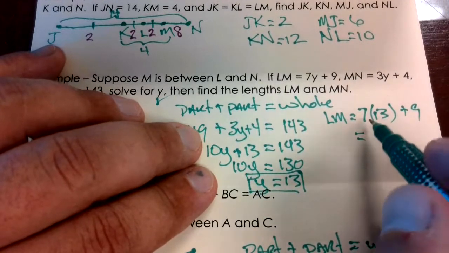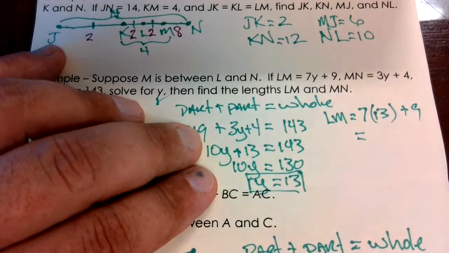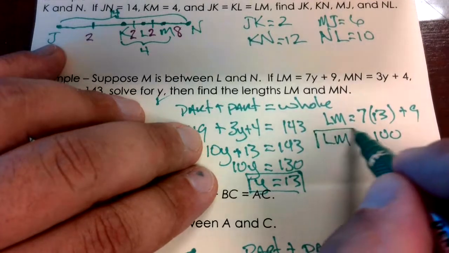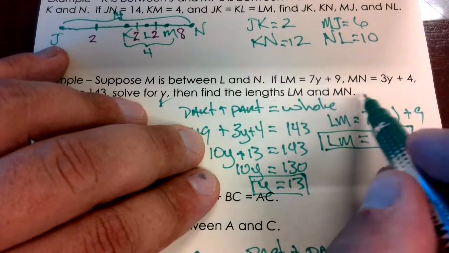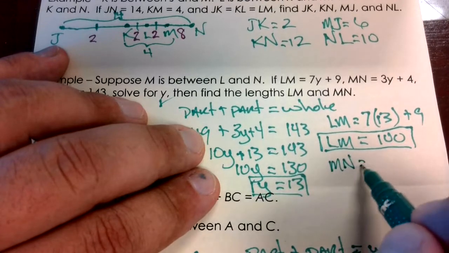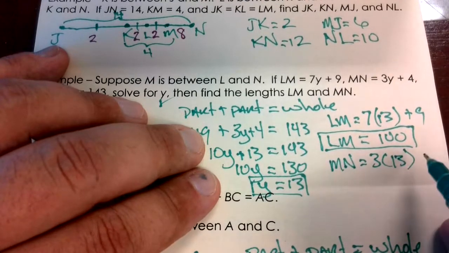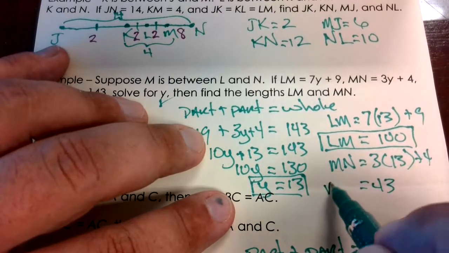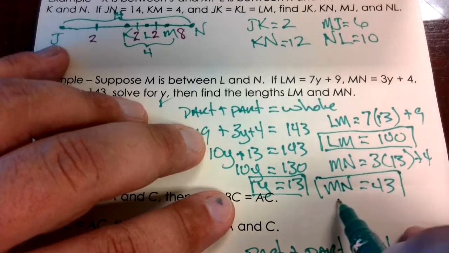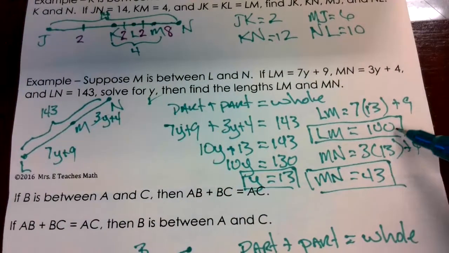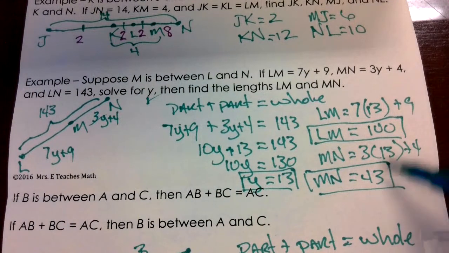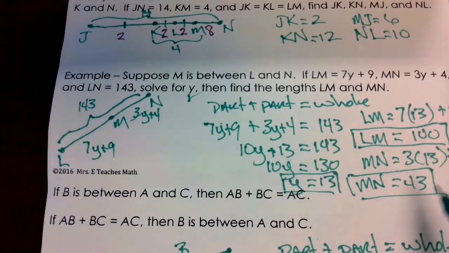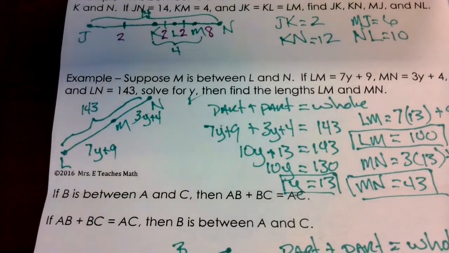And so then I work through that, and if I take 7 times 13, that's going to be 91 plus 9. That gives me 100. And I have to do the same thing for MN. 3 times 13 plus 4, that's 39, plus 4 is 43. Make sure you're answering the questions that are asked. And a nice thing is, if we check these, if we take 100 plus 43, that's 143. That is what we should get over here. So it's a really nice way to be able to check your work and see that you've done everything correctly.